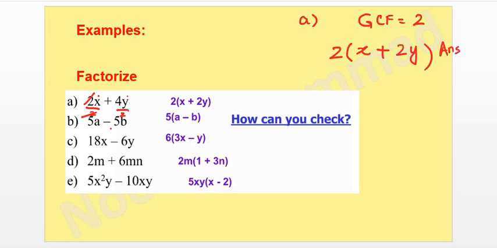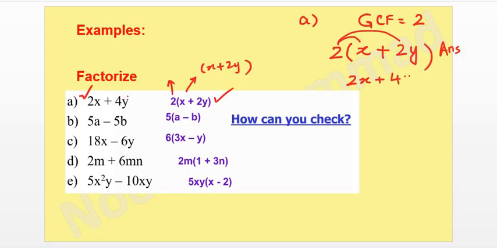It means that this algebraic expression has been factorized. So it will look like this. We have two factors. The first factor is 2 and the second factor is the bracket x plus 2y. Now what is the meaning of factors? Factors means if you multiply these two factors, you will get this expression. You can check: multiply 2 by x and then multiply 2 by 2y. So 2 times x will be 2x plus 2 times 2y will give you 4y.